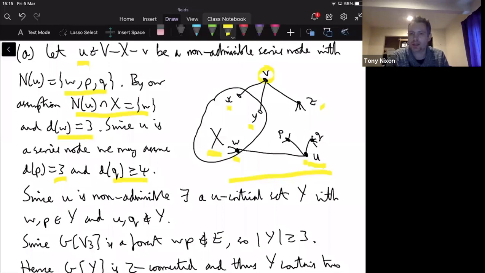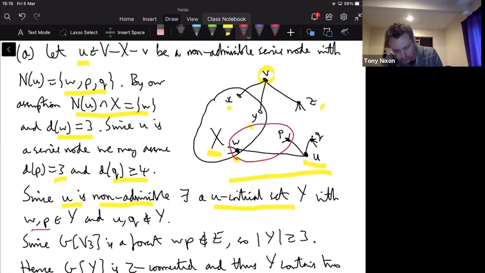and we want to try and find some critical set that contains X, which is node critical for some vertex and it's bigger than X, properly contains X. Okay, U is non-admissible, so we learned last time that tells us there exists a U critical set Y for the pair WP. So there's a critical set containing W and P, but not Q and not U. So this is a critical set called Y.